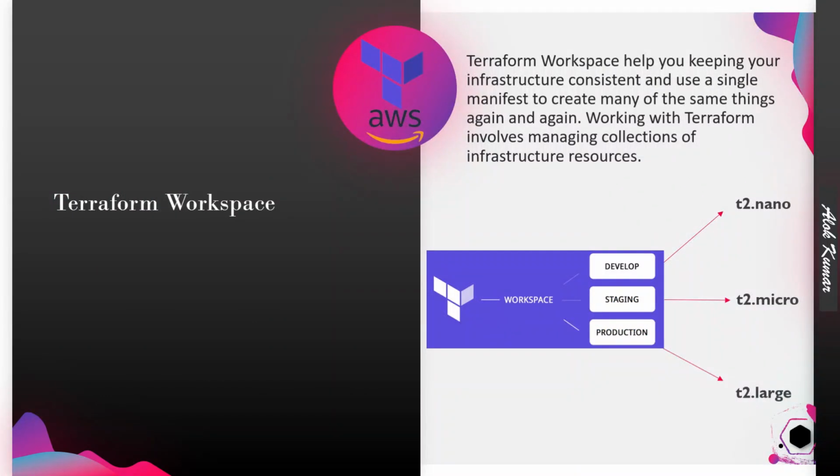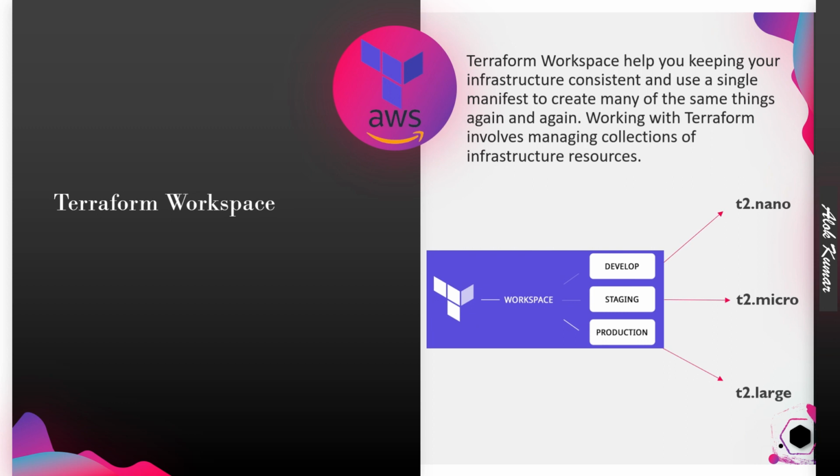Regarding the Terraform workspace, it helps you keep your infrastructure consistent and use a single manifest file, which I already mentioned, to create many of the same things again and again. So you define it in a single Terraform file. Inside the variable you can define: if the workspace is the default one, which is the default workspace for Terraform, or if the workspace we are logged into is QA, then it will apply all the specifications related to the QA environment only, not what is defined for production. Similarly for the different environments.